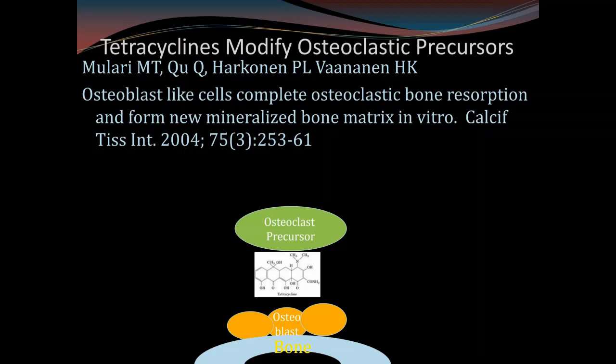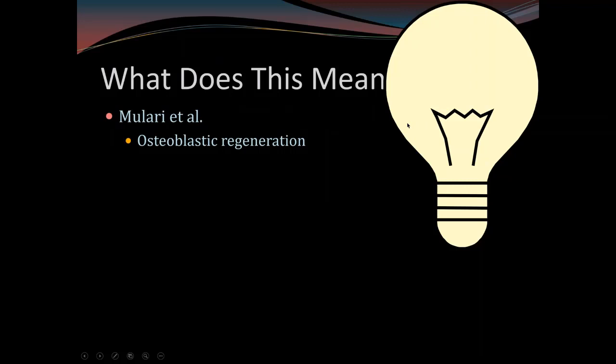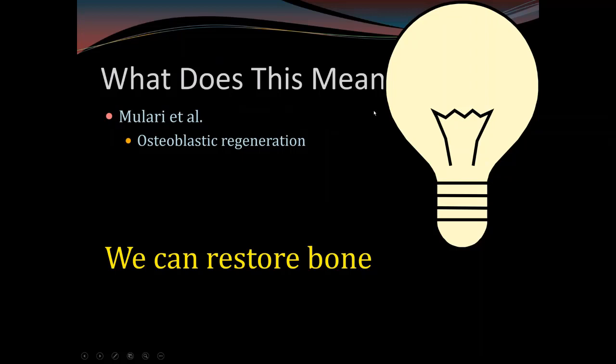So if we can detach 96% of osteoclasts and form no new osteoclasts, and we can augment bone regeneration, what does it mean? We can regrow bone. We can stop bone loss, and we can restore bone. What was the fourth step in the AMA, ADA guidelines? Augment regeneration. That's exactly what you're doing with this system.